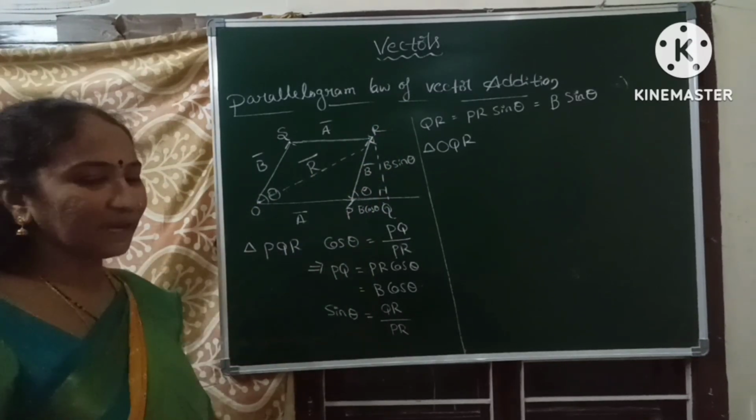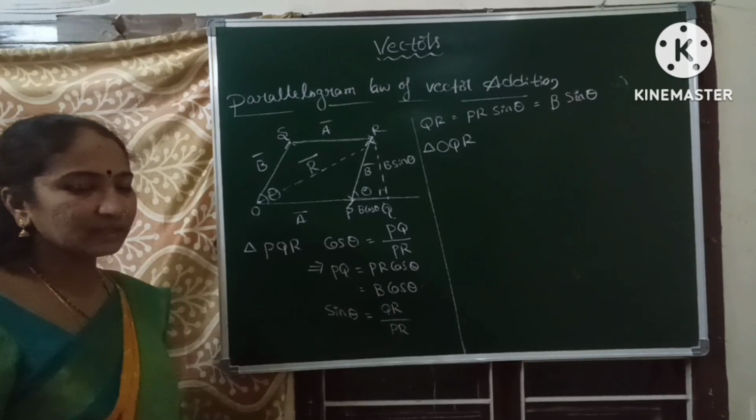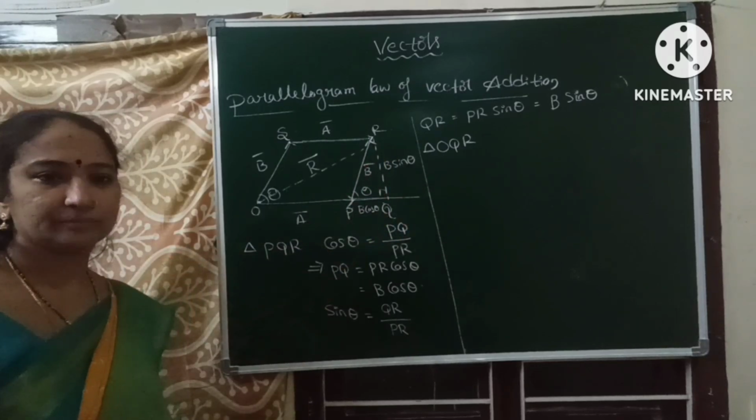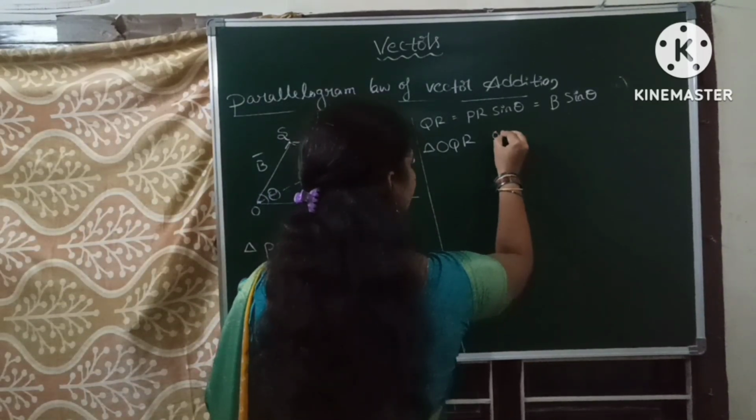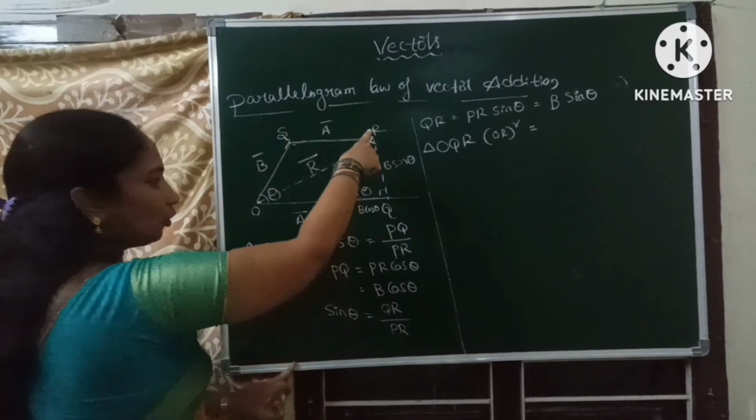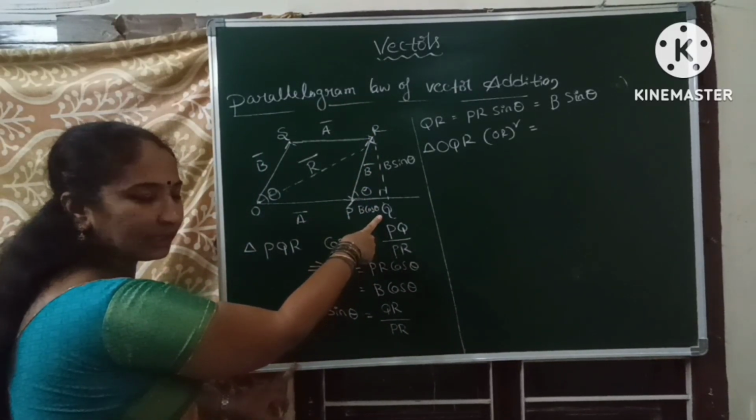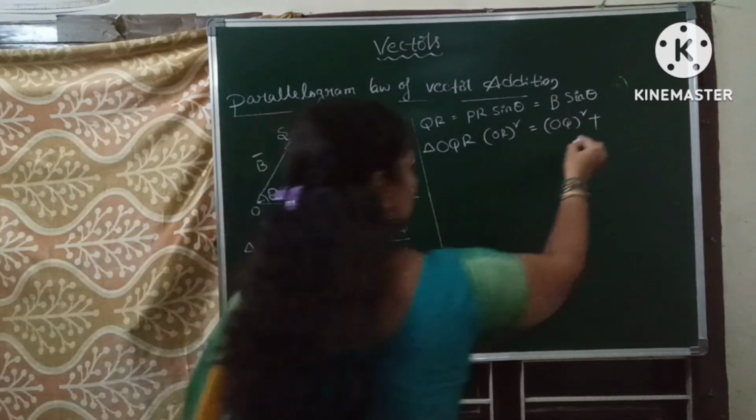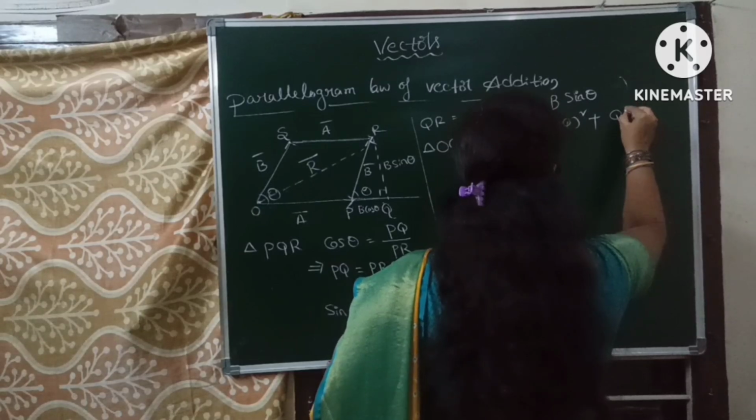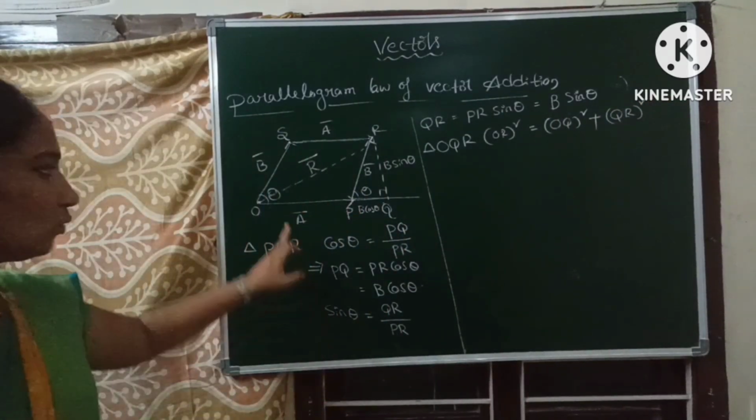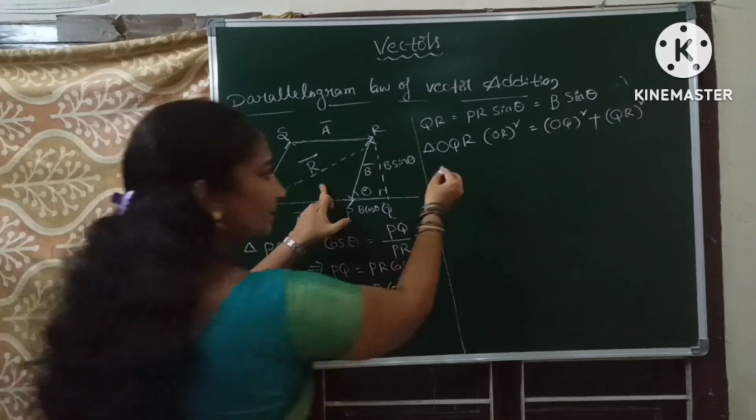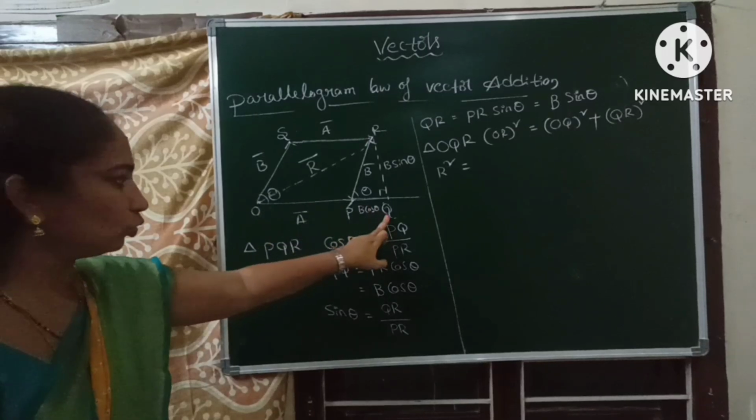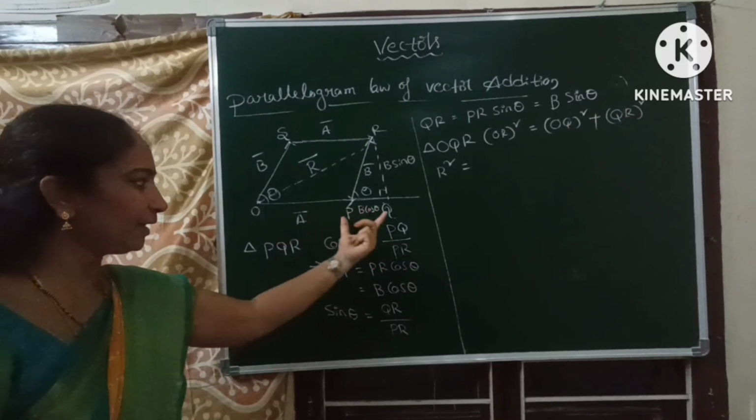Let us apply Pythagoras theorem. Pythagoras theorem is nothing but hypotenuse square is equal to side square plus side square. So what is hypotenuse here? OR whole square is equal to, one of the sides of that right angle triangle is OQ whole square plus QR whole square. Then what is OR? OR represents the diagonal. Diagonal is nothing but the resultant, as we said, that is R square. OQ is nothing but the sum of OP and PQ.